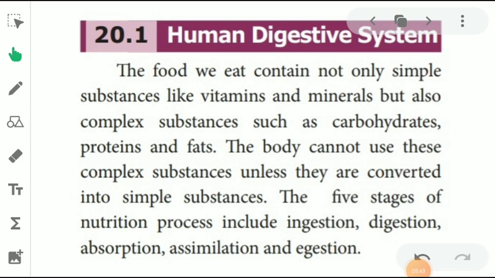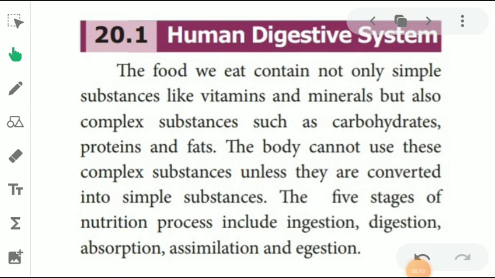First, the human digestive system. The food we eat contains not only simple substances like vitamins and minerals but also complex substances such as carbohydrates, proteins and fats. The body cannot use these complex substances unless they are converted into simple substances. The conversion is digestion.